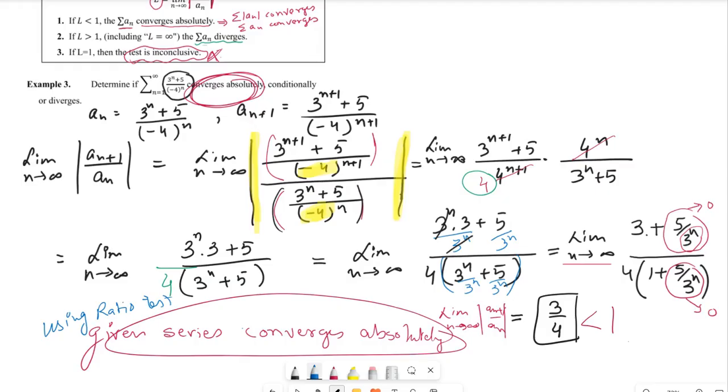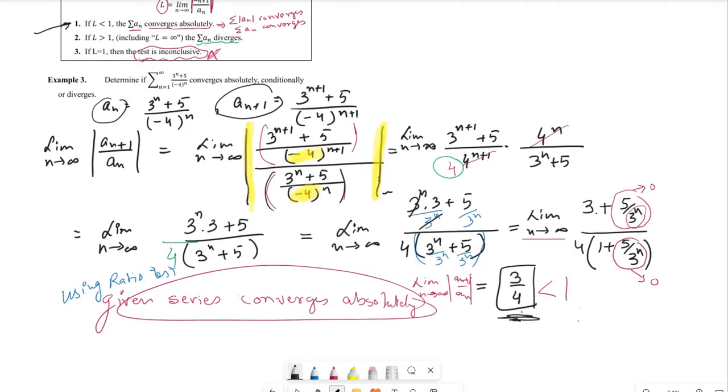So let's quickly summarize that. We had a given series. The question was, is it convergent absolutely or conditionally? So I used the ratio test. I found a_(n+1) and a_n. I divided them, took their absolute value, and found the limit. I did all this work and the limit was 3/4. 3/4 is less than 1. So using the ratio test, the first part, it says it converges absolutely.